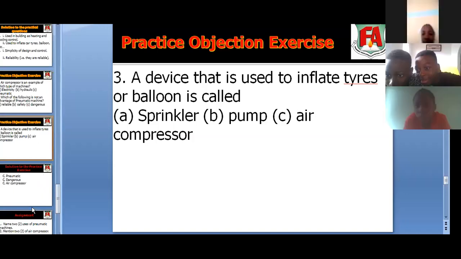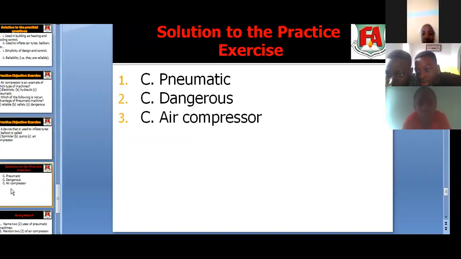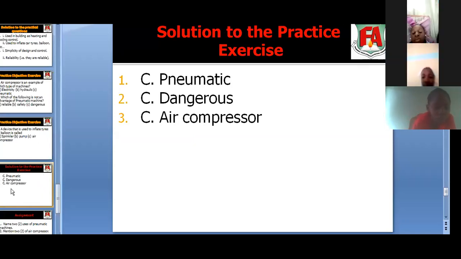Okay, let's look at the possible answers. All of these are the possible answers to the objective questions. Can you see? Question number 1, C, pneumatic machine. Question number 2, C, dangerous. Question number 3, C, air compressor.